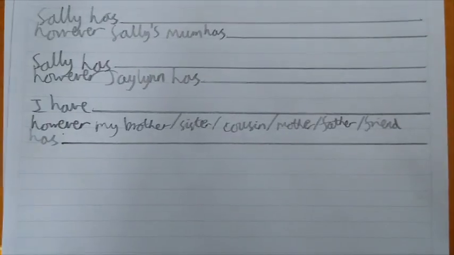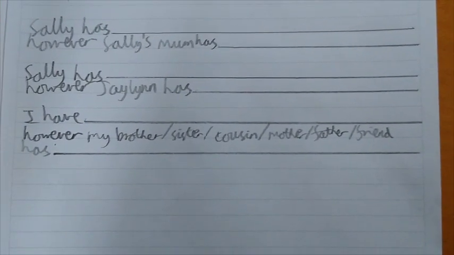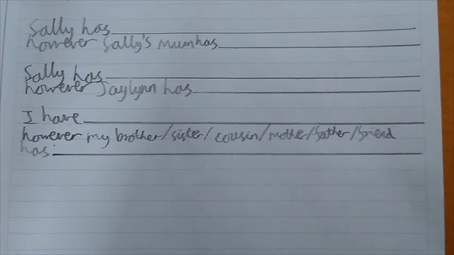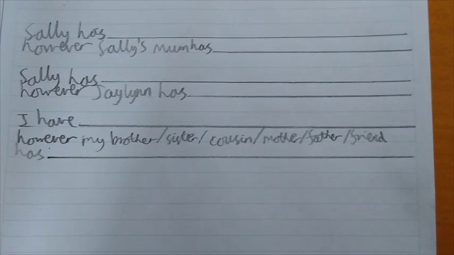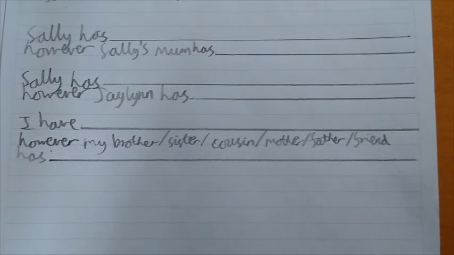And differences like we may have interests in other things, such as football, music, or TV or video games. Or we could write about some family differences. So here's a sentence structure for this part of the lesson. I have, so it could be blonde hair, blue eyes. However, my brother, sister, cousin, mother, father or friend has brown eyes, dark hair, for example.